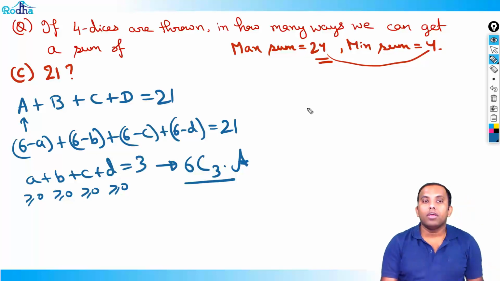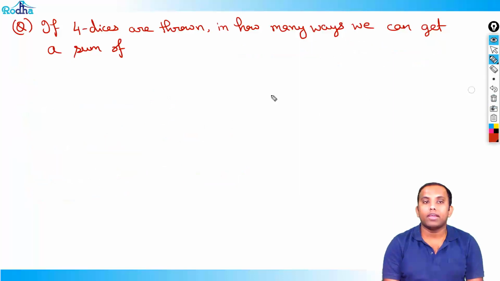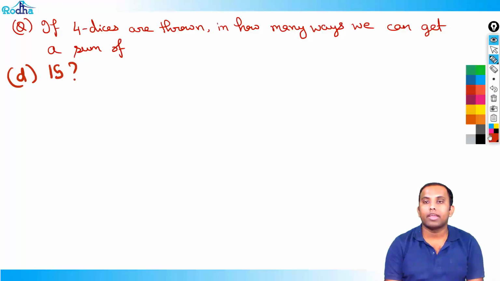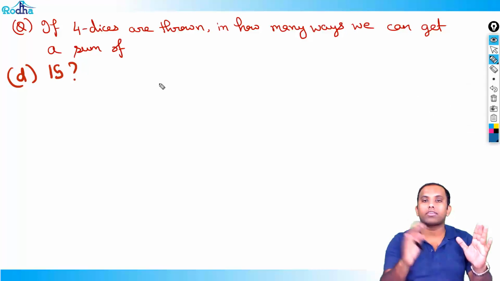Okay. Now put some variety here. I'll put question D and I'll make it 15. In 4 dice I've thrown, in how many ways can we get a sum of 15? Now see here. Again same thing. You can directly write, now it is close to the maximum sum, or it is in the next half, right?